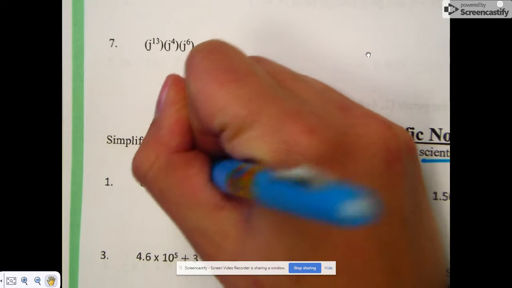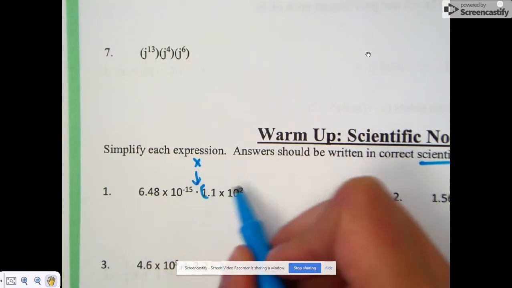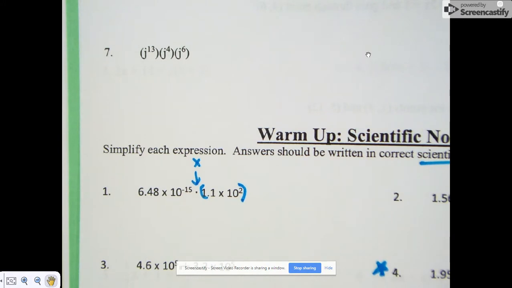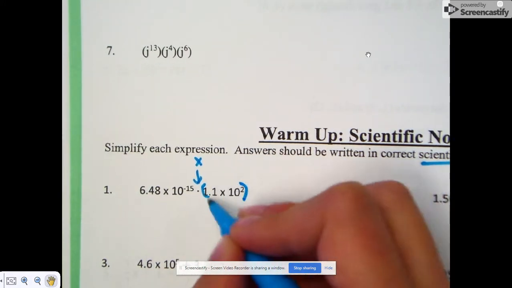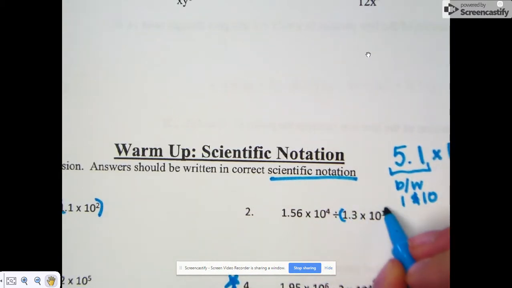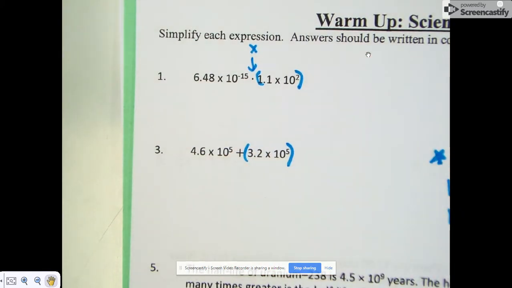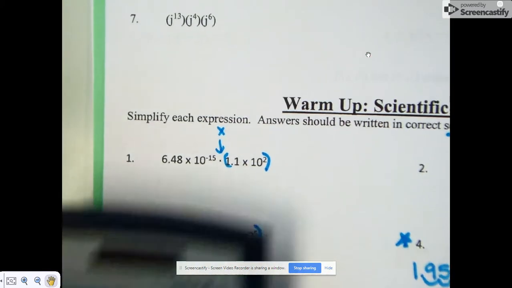Notice this is saying to multiply. The only thing I'm going to have you do, and please do this, is put your second number in parentheses. Otherwise, your calculator won't calculate this whole number. So anytime you're doing it in your calculator, just put that second number in parentheses so your calculator does it correctly. So I'm going to type it just as I see here.